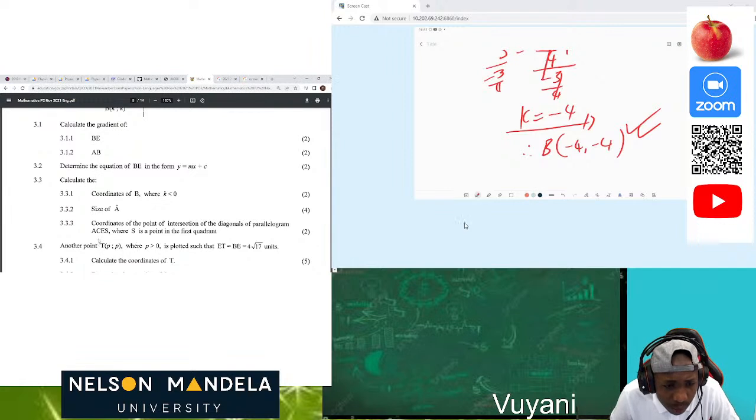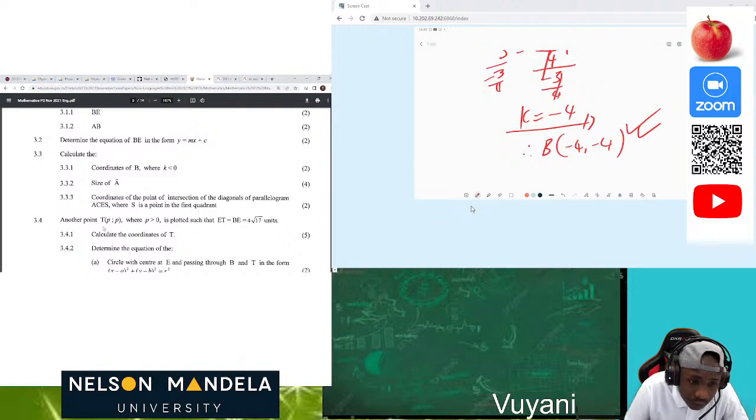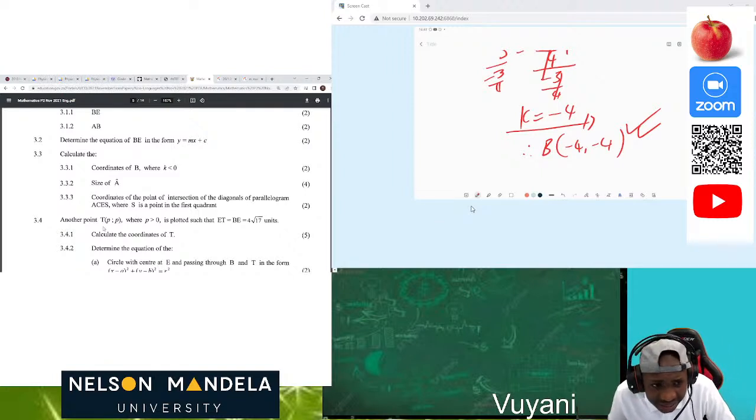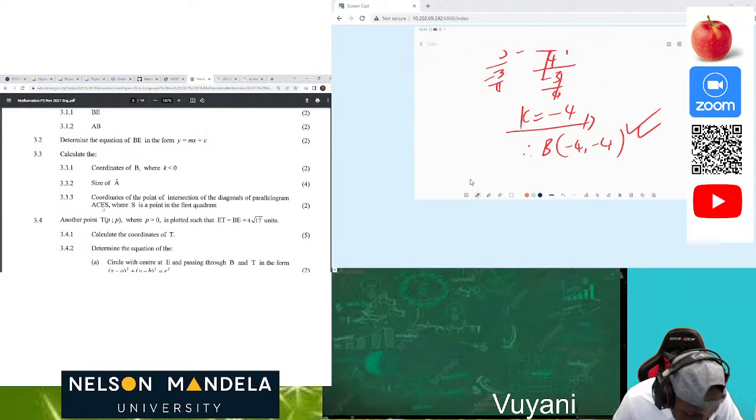Okay, great. Now moving to the next point, which is 3.3.2. And 3.3.2, the question says calculate the size of A. Okay, calculate the size of A. How can we calculate the size of A? So now we are told to calculate the size of A.